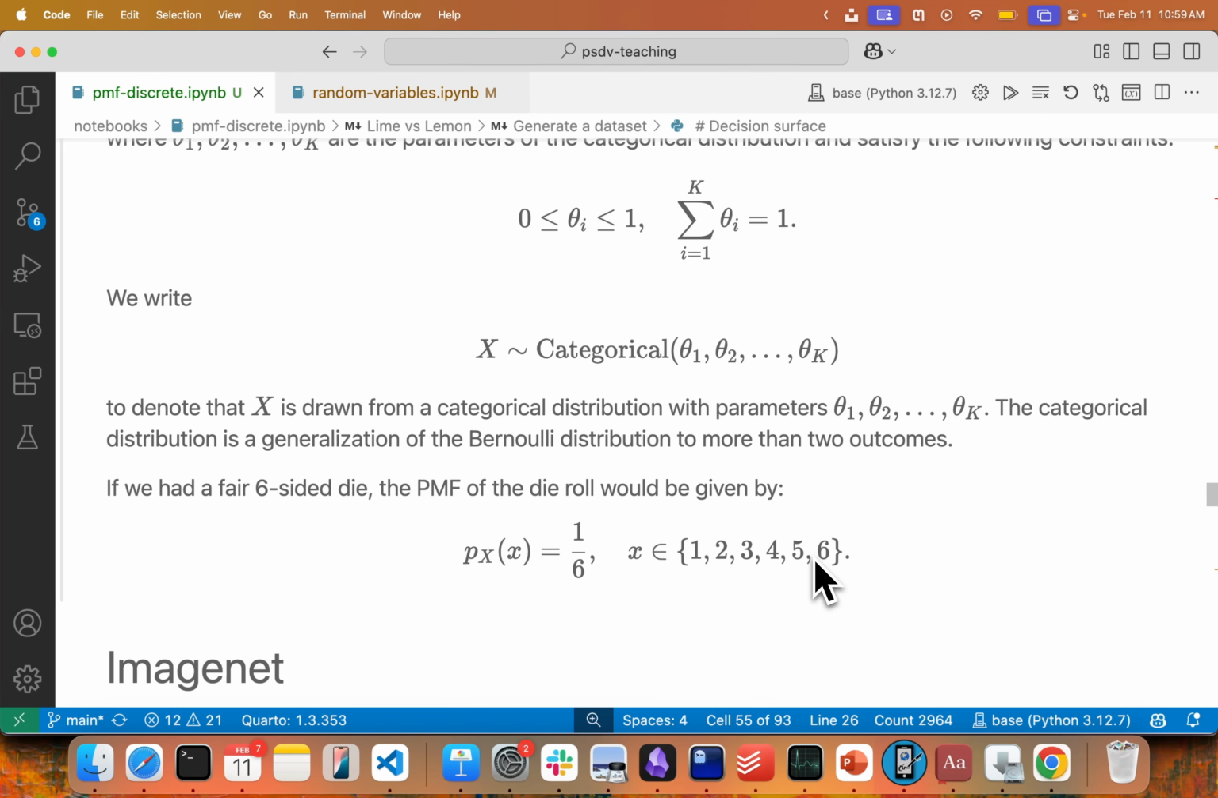Now, some practical use cases for this. In the previous case we looked at something known as binary classification: whether it's a lime or a lemon, a cat or a dog, a head or a tail, whether you will get a loan or not, whether someone has a disease or doesn't have a disease. Whereas for categorical, you're looking at multiple possible outputs, but it's still discrete.